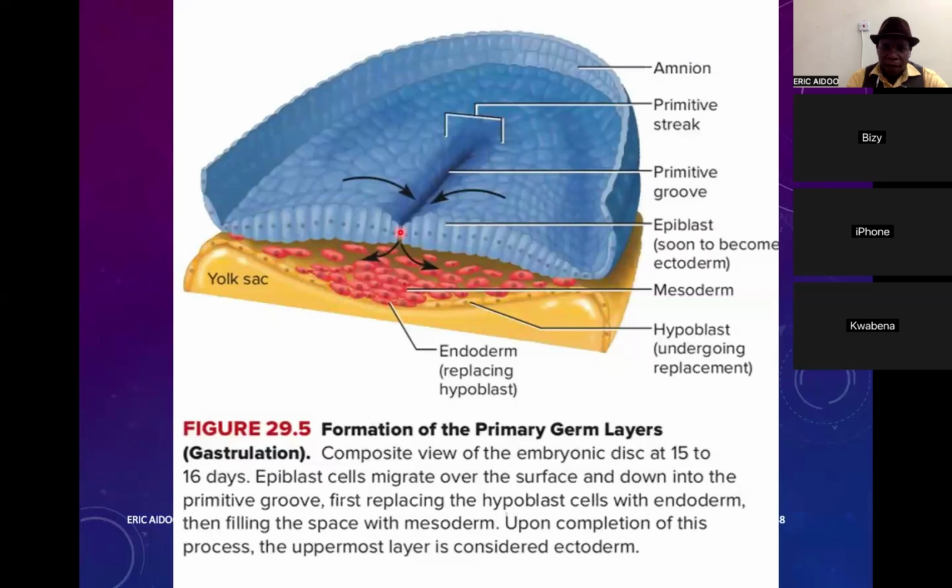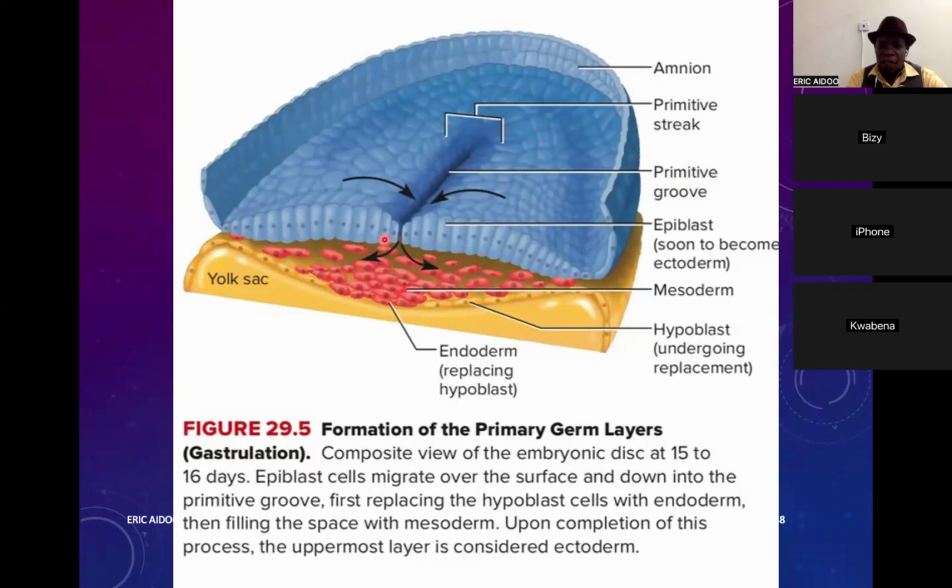Okay, and these cells that are moving, some are going to be in the midline, and then some will also displace the hypoblast. Remember the hypoblast that formed in the second week bi-laminar disc? The cells that are coming from the epiblast, some will displace the hypoblastic cells to become endodermal cells. Those that will remain between the epiblast and these endodermal cells will become mesoderm.